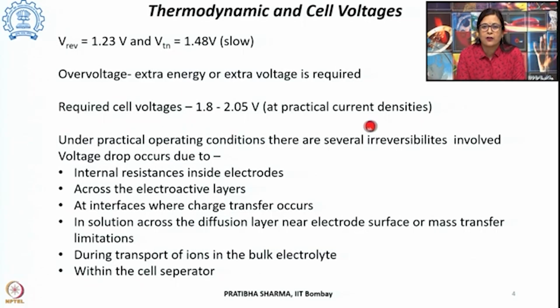Under practical operating conditions, when the current densities are higher for higher hydrogen production, the required cell voltage lies in the range of 1.8 to 2.05 volt.